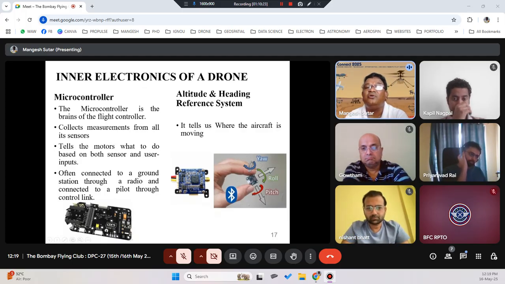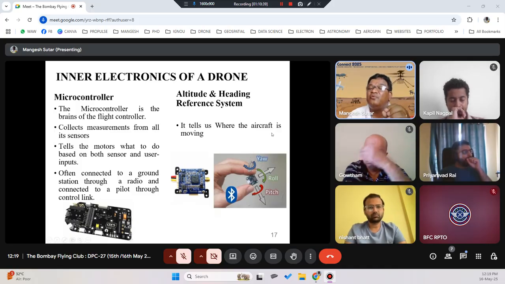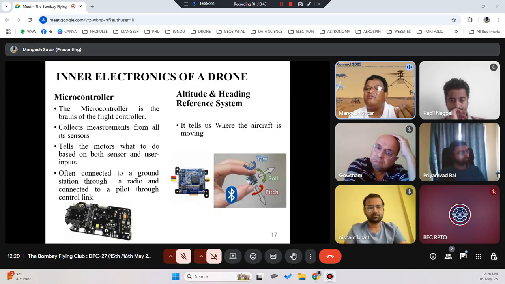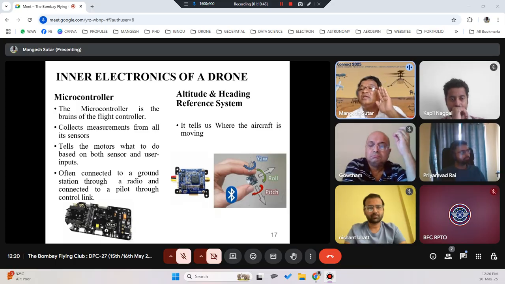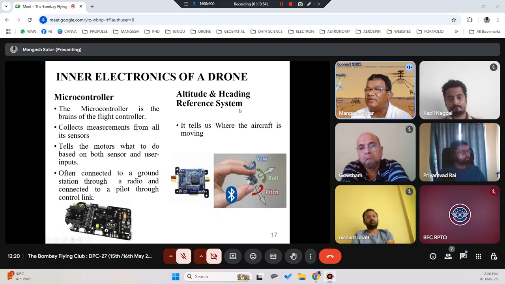Like you have an attitude and heading reference system. This is a small circuit which actually gives the orientation of your drone. It will know when it is doing yaw, when it is doing roll, when it is giving pitch. So it will tell where the aircraft is moving. So if you pitch, that information will be fed to the microcontroller. So it knows how much it has pitched forward, how much it has pitched back. All that information is given by the attitude and heading reference system.